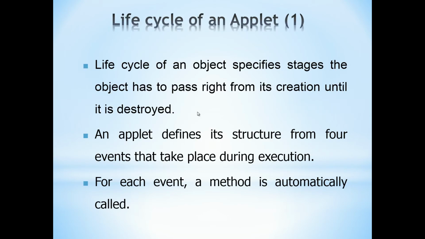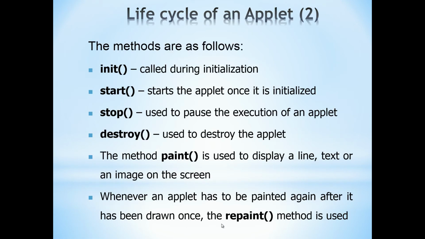What is the life cycle of an applet? The life cycle of an object specifies the stages the object goes through, right from its creation until its destruction. An applet is initialized by using the init method. All the properties, events, components, and controls are the same as AWT components. You only have to write an init method, which is automatically invoked whenever the execution of the applet starts.